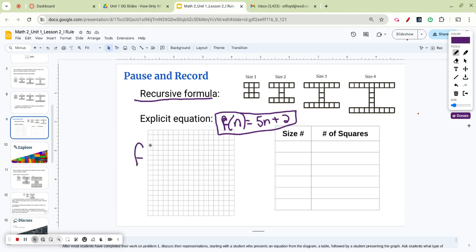But a recursive formula is going to have function notation on both sides. And a lot of times what it will be is f of n minus 1, so it'll be like the previous number. You use that to find the next number. So you use f of n minus 1 to find the next f of n. And then it's going to always have either a plus or minus something over here, if it's linear especially. So let's look at that really quick.